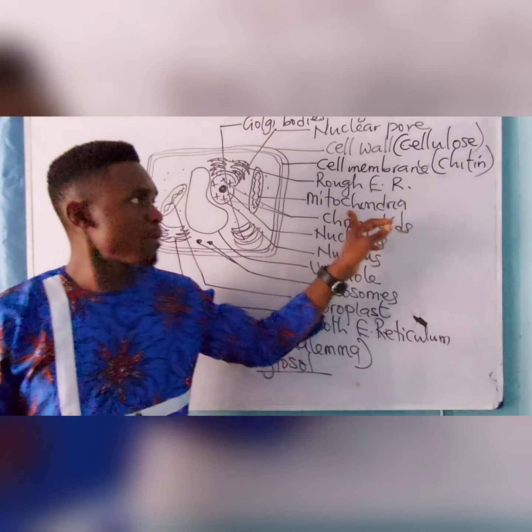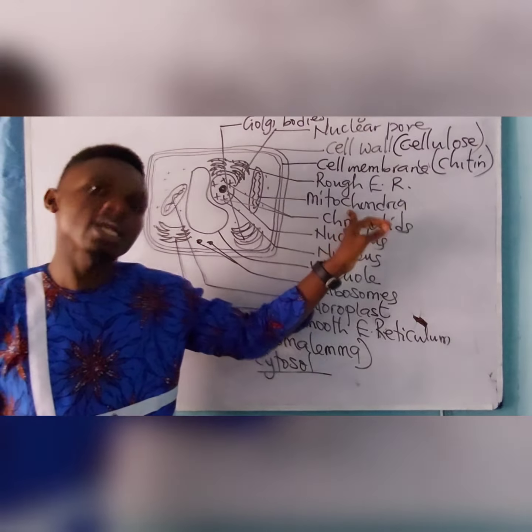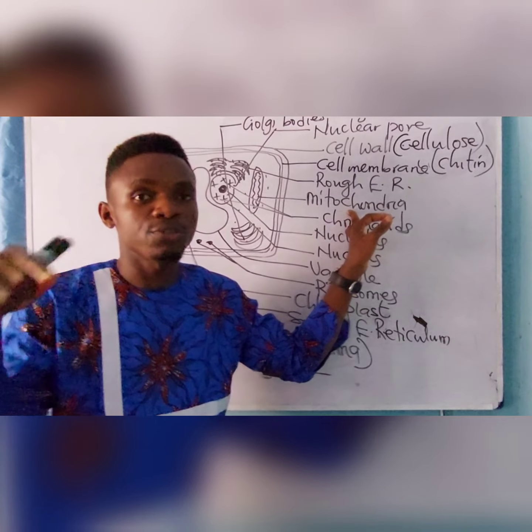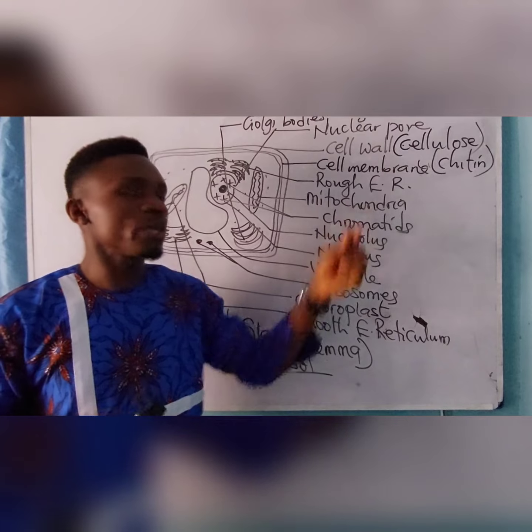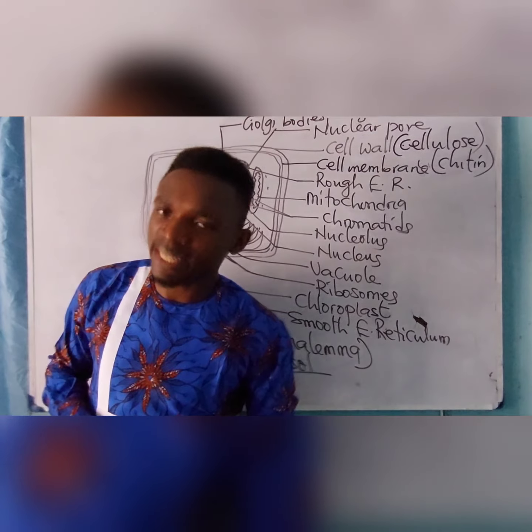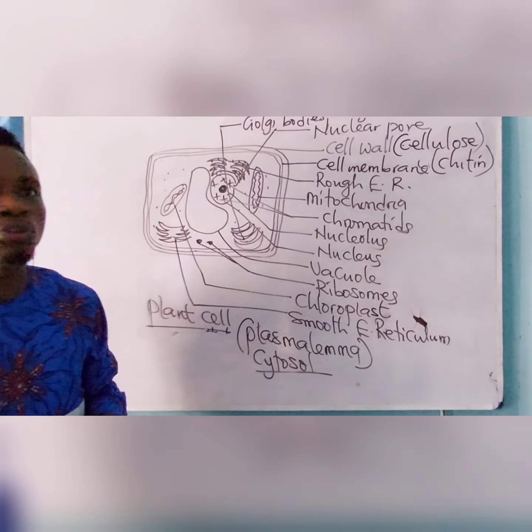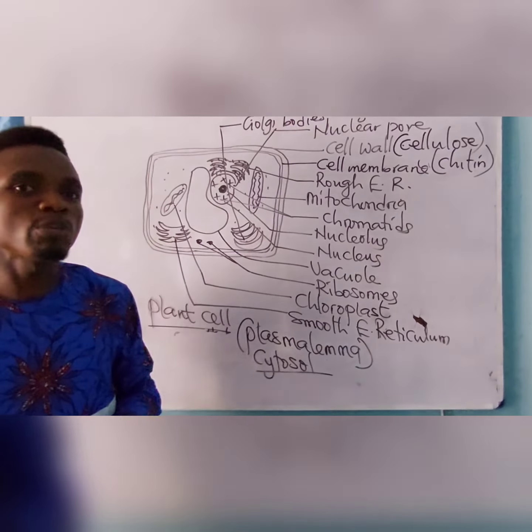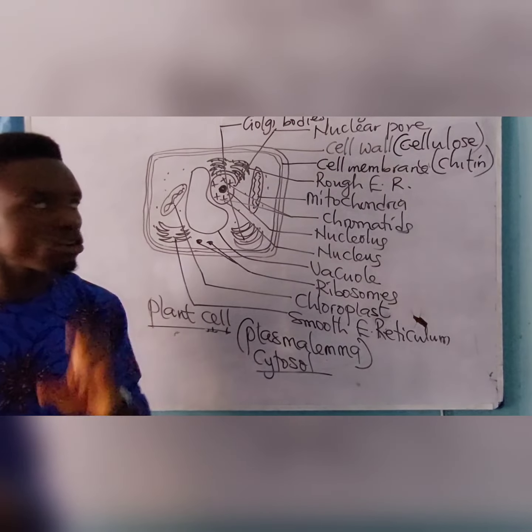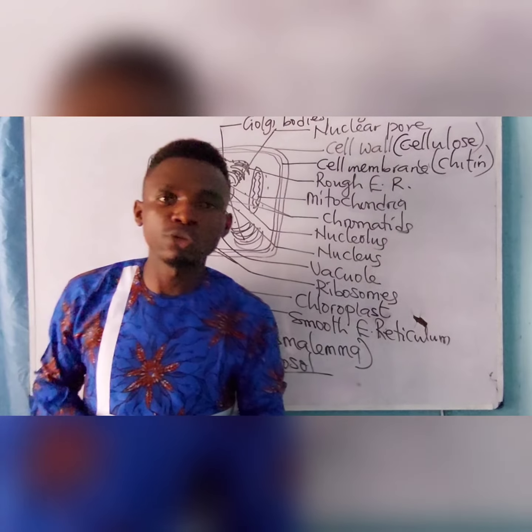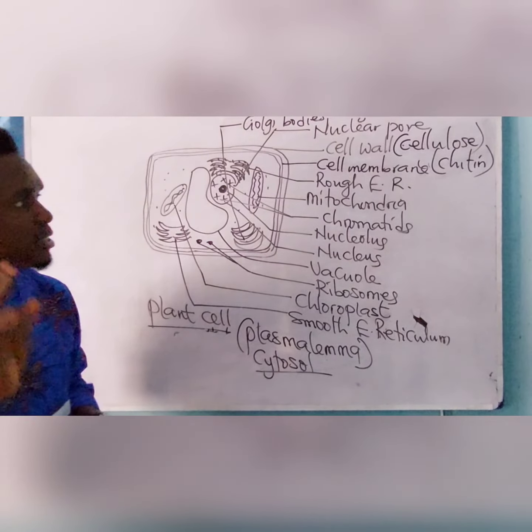And the next one is what? The mitochondria. The mitochondria of a cell is known as the powerhouse of the cell, and this mitochondria is made up of enzymes and DNA, that is deoxyribonucleic acid. Please take note of that.